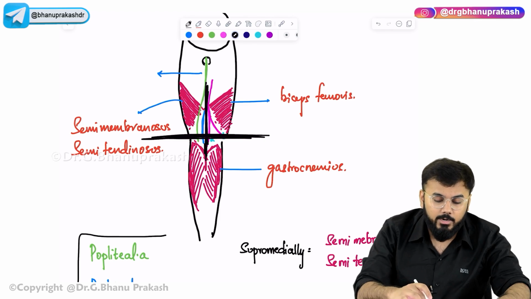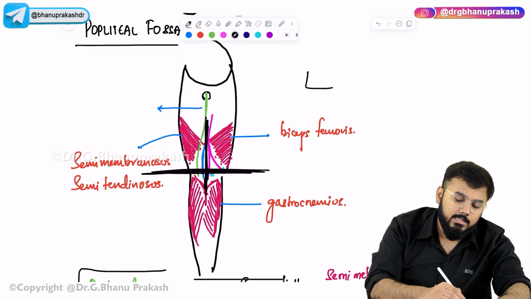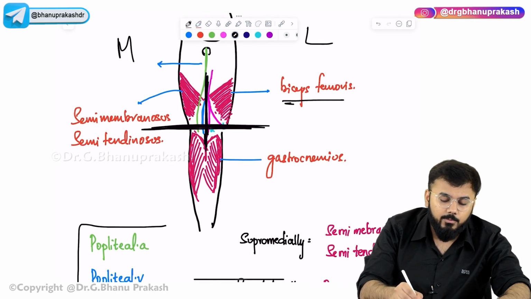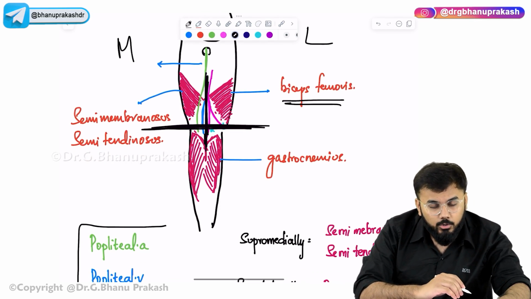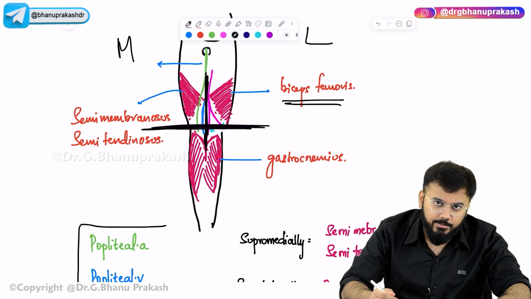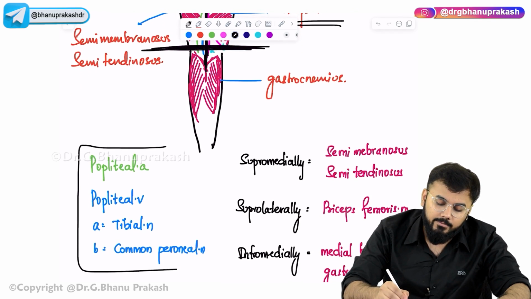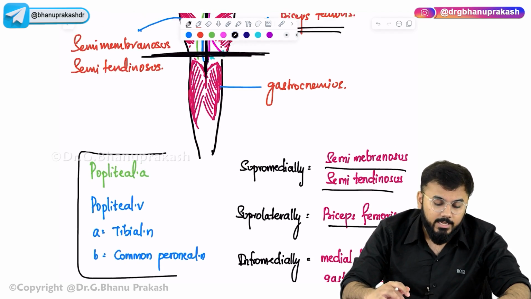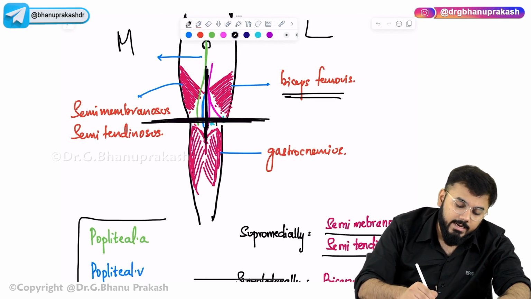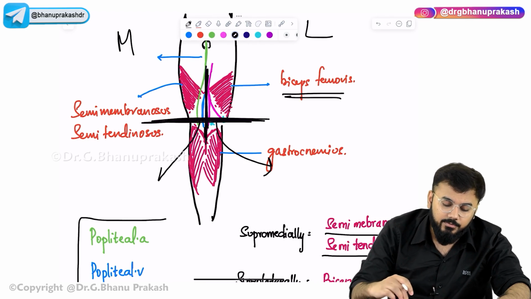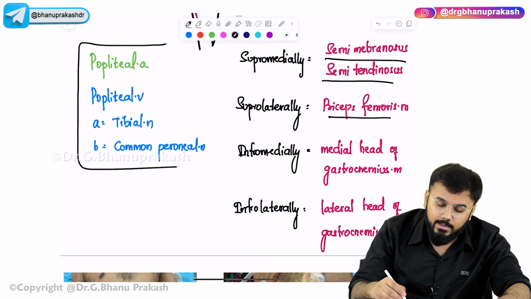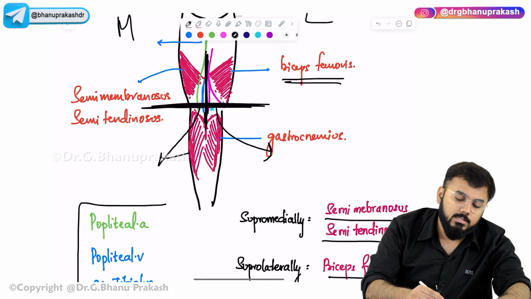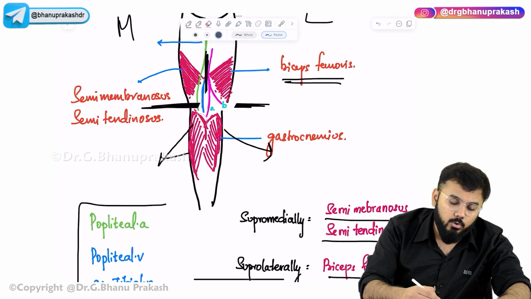Superiorly, we have got two important things. See, this is lateral side, this is medial side. So superior laterally, what do we have? Biceps femoris. Superior medially, what do we have? We have got semimembranosus, semitendinosus. Laterally, we have got biceps femoris. In the same way, inferior laterally is this, inferior medially is this. Inferior laterally, we have got the lateral head of gastrocnemius, medially we have got the medial head of gastrocnemius. So this is the important thing which you need to know over here.